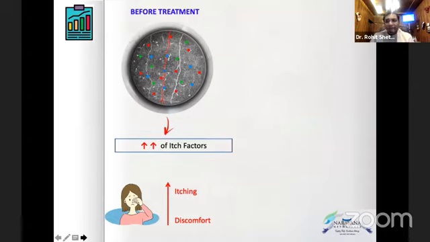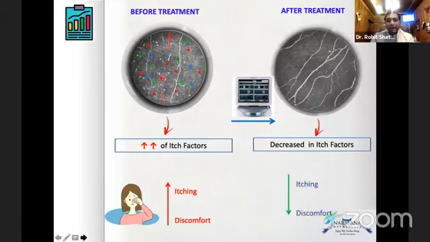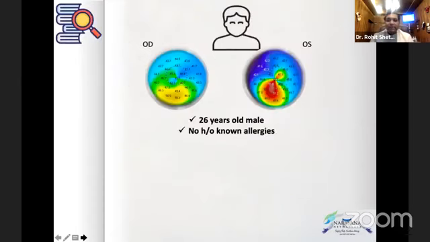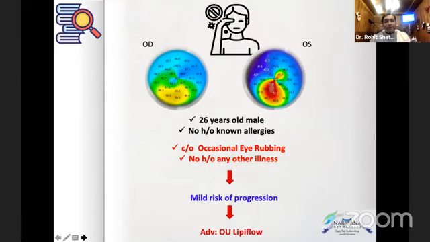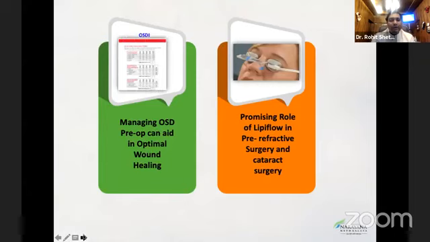So what does it do? It reduces your itch factors. Once your itch factors go, the whole necessity to rub goes, and then all that discomfort and other things come down. This is a very good example of one of our patients with keratoconus, and you can see how stable they are, and you can see some amount of flattening also, just because you stopped rubbing, and it stabilized the whole cornea.